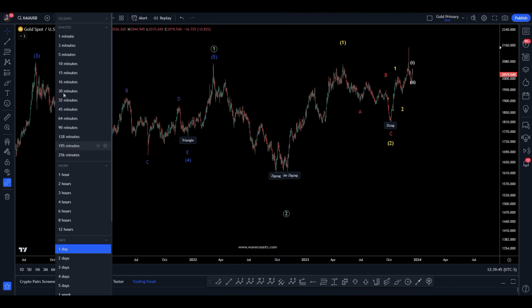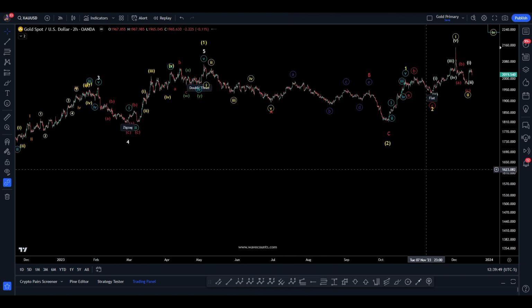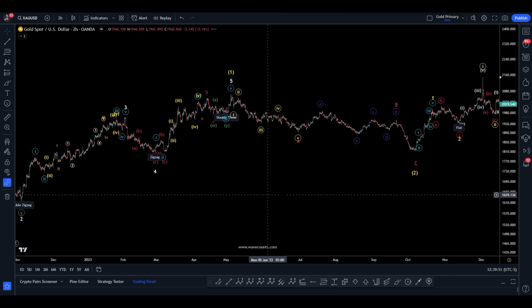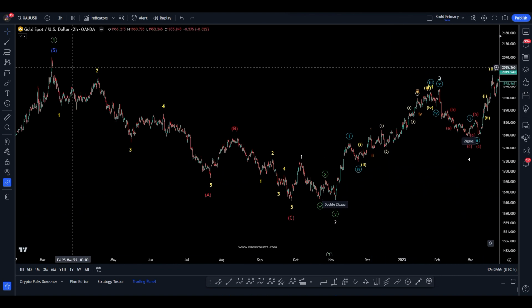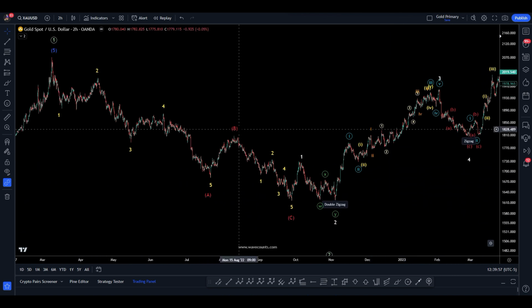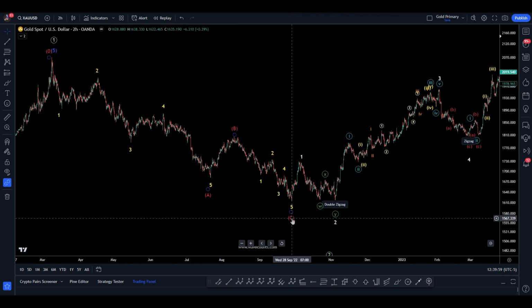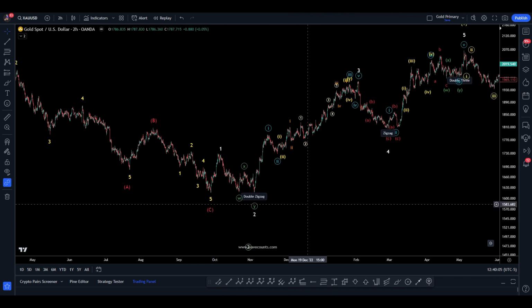Zigzag wave 2, we can drop time frames here. Let's come down to, say, the 2 hour. There we go. There's our zigzag. So we got 5 down into A, B, and a diagonal into C. A, B, C, zigzag for the second wave here, and then a double zigzag.